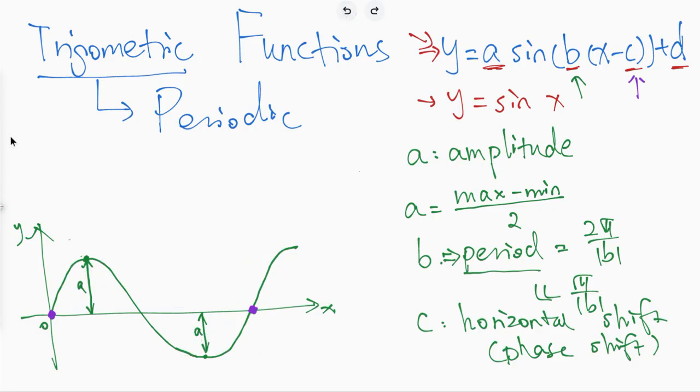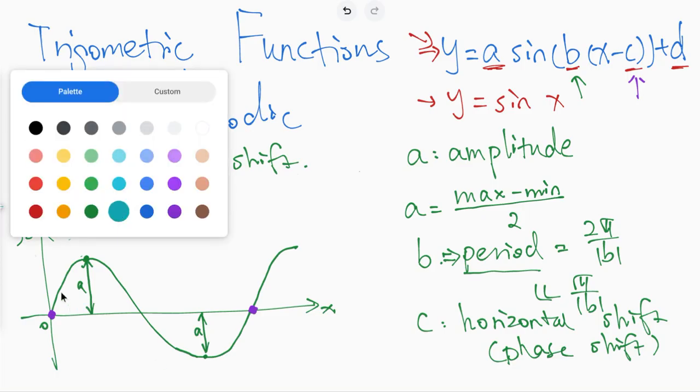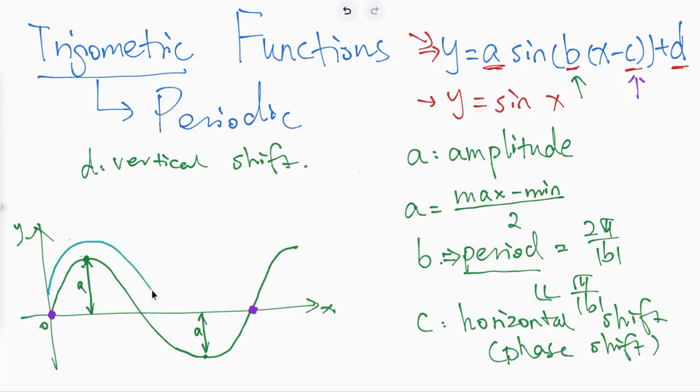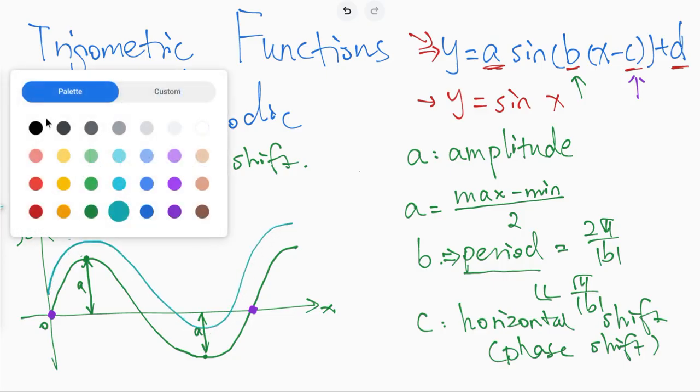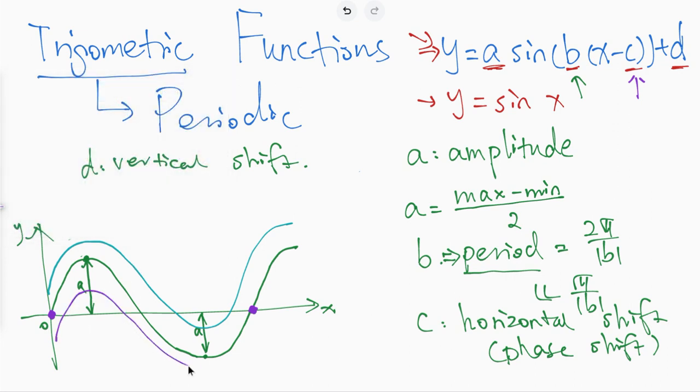Now, last but not least, D. D is also similar to other types of functions. D denotes a vertical shift. So, for example, let me draw, if I shift the whole graph a bit upwards, or maybe I could do a downward transformation. They are all considered vertical shifts, and the amount of shift is reflected by the constant parameter d right here.